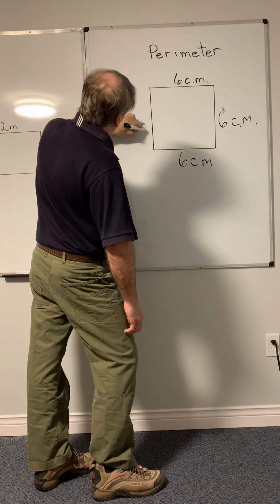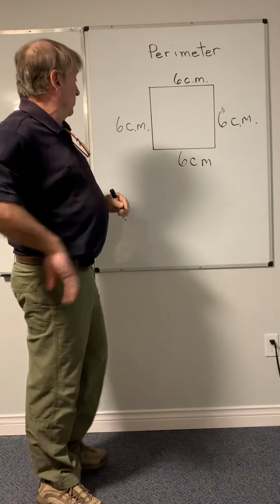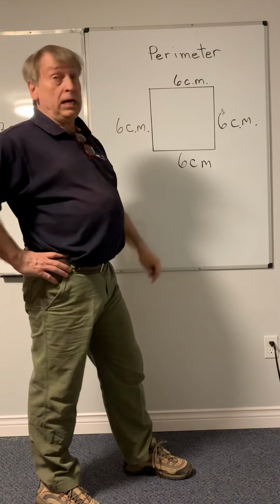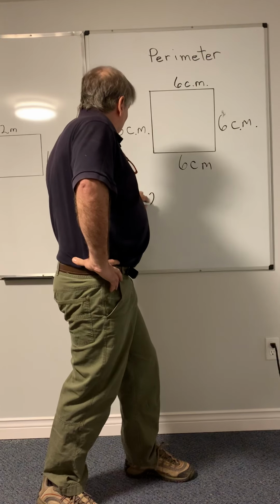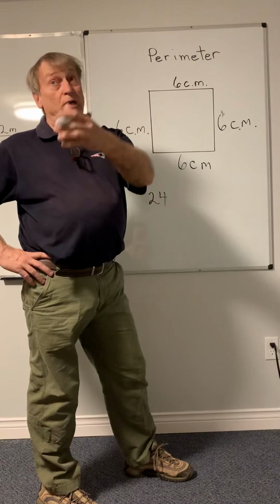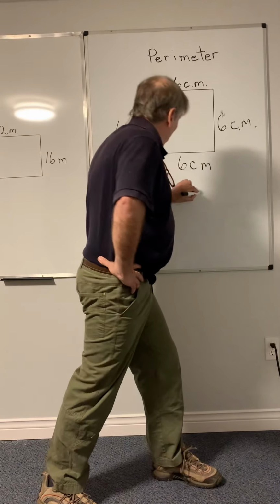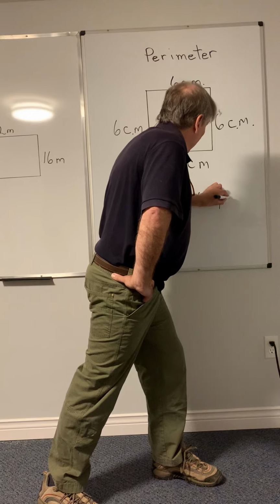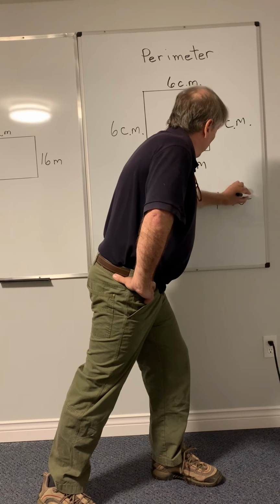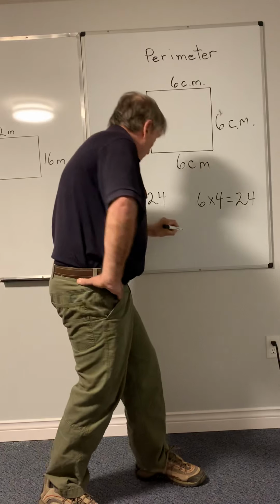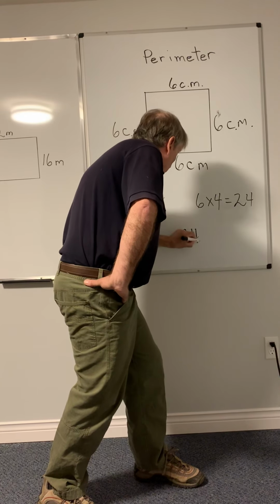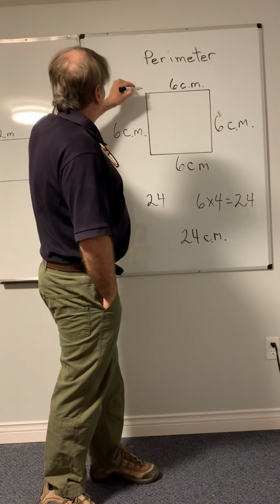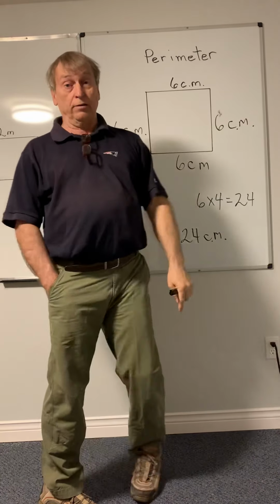And what we do is we just add them all up. We've got 6 plus 6 is 12, plus 6 is 18, plus 6 is 24, or for all you ones who know your multiplication table, you know that 6 times 4 equals 24. So that would be 24 centimeters around the outside of the square.